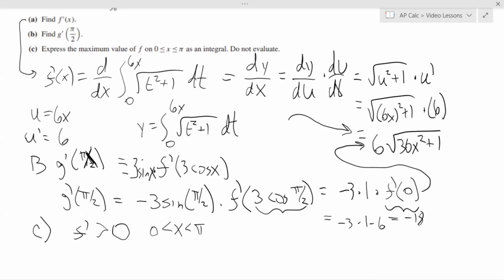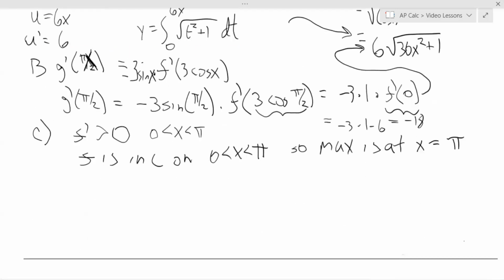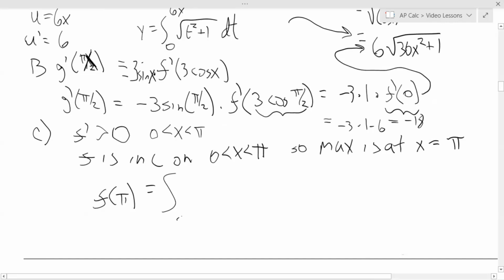So f is increasing on this interval. So the max is at x equals pi, which is the right endpoint. And so that would be f of pi. Express that as an integral, it'd be the integral from 0 to 6 pi of square root of (t squared plus 1) dt.